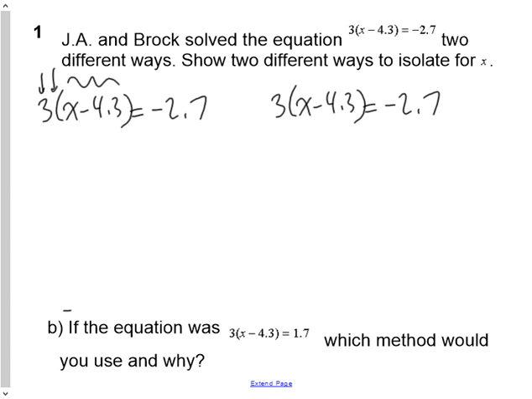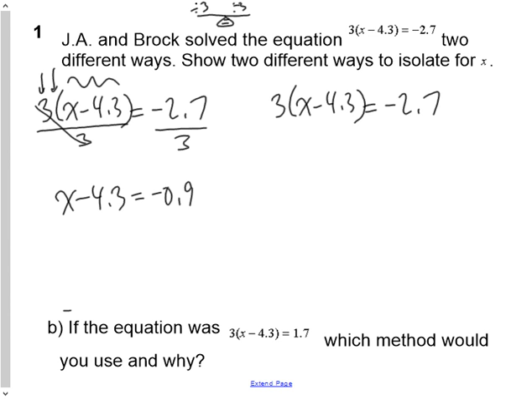So what we would do is, just like in the drawing, I would divide this side into three groups, and I would divide this side into three groups. Because with algebra, whatever you do to one side, if you do the same thing to the other, you maintain equality. So dividing this side by 3 results in getting rid of that multiply by 3, and you have one group of x minus 4.3 is equal to negative 0.9.